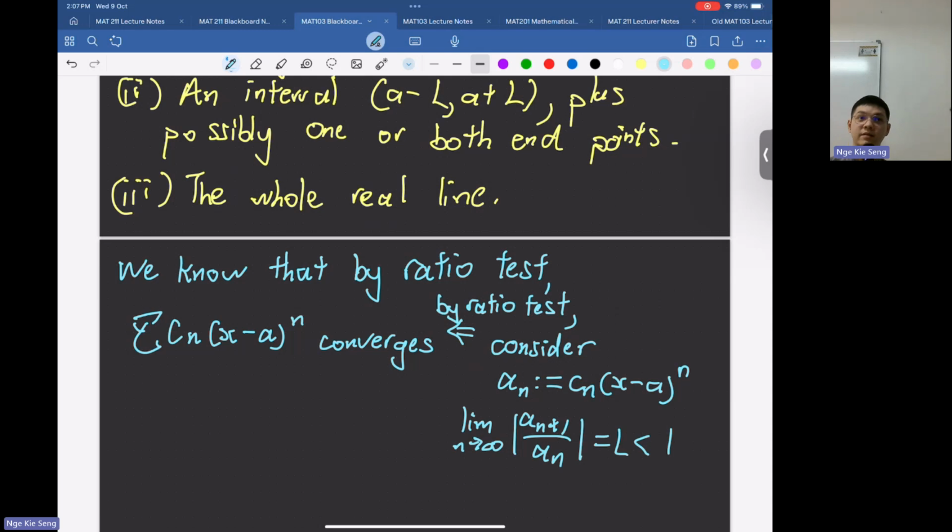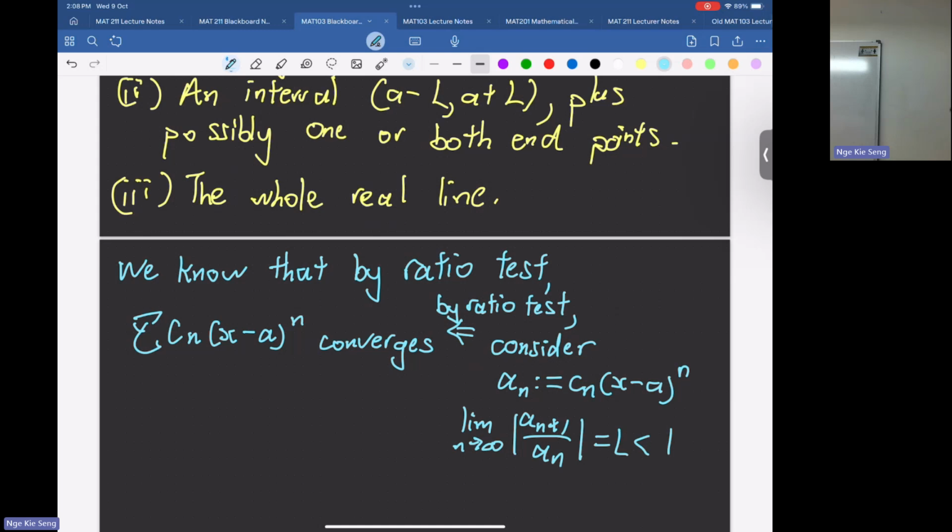What's the statement of the ratio test? How many cases can you get? Three cases. So what's the first case? Less than 1: if the ratio is less than 1, then the series is absolutely convergent. Then greater than 1, or equal to infinity, then the series diverges. If the limit equals 1, then the test is inconclusive.